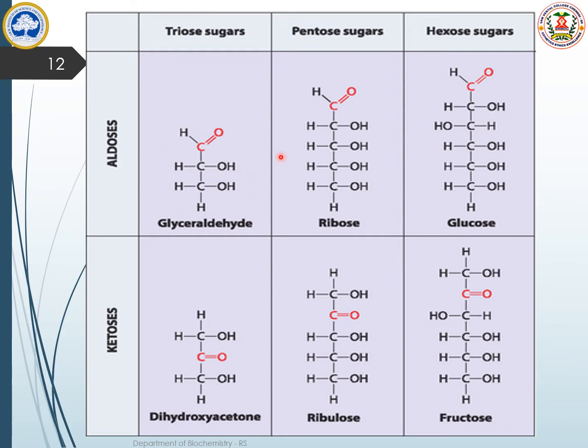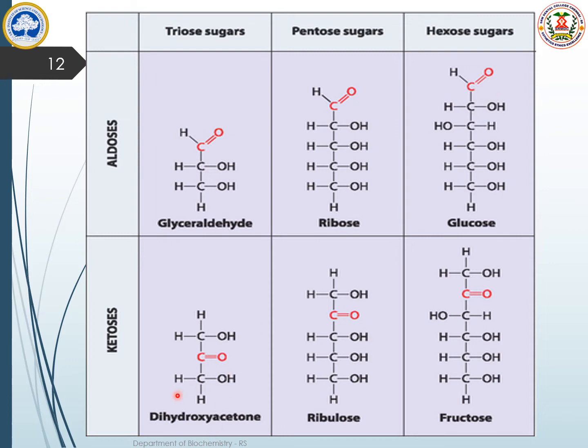This slide shows an example where glyceraldehyde serves as an example of aldotrioses, which are found to have 3 carbons in the structure with the aldehyde functional group. Ribose is an example of aldopentoses, which has 5 carbons in the structure with aldehyde functional group, and glucose is an example of aldohexose, which has 6 carbons in the structure and aldehyde functional group.